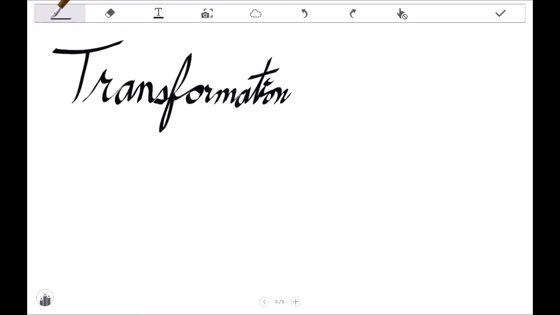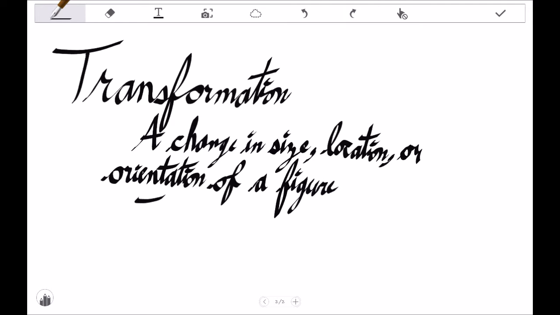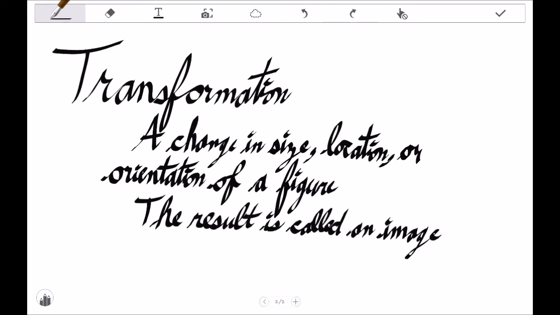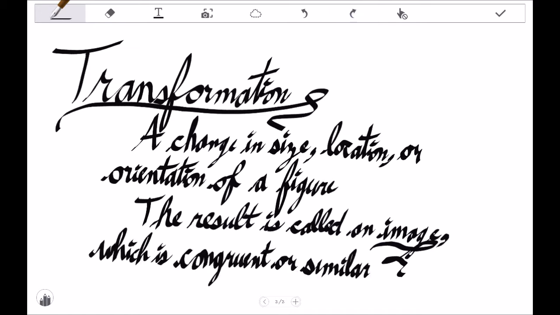A transformation is a change in size, location, or orientation of a figure. The resulting figure after a transformation is what we call an image, and it can be either congruent or similar. There are four main kinds of transformations.